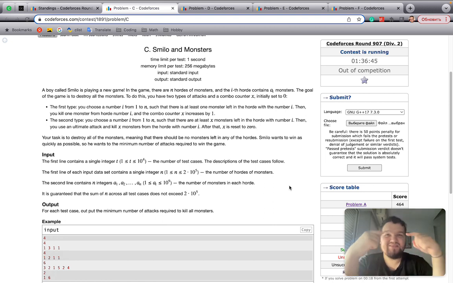So the answer to the problem is total health divided by 2 rounded up, plus the length of the smallest prefix, after we sort in decreasing order, such that the sum of their health points is at least total health points divided by 2 rounded down.